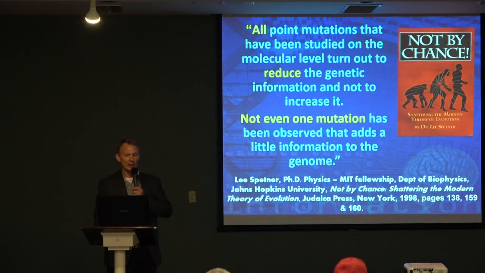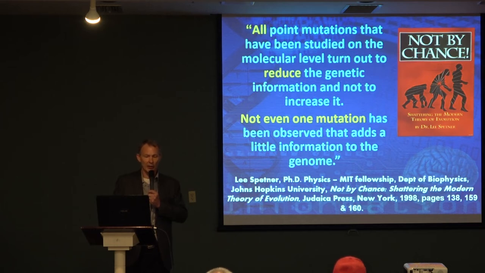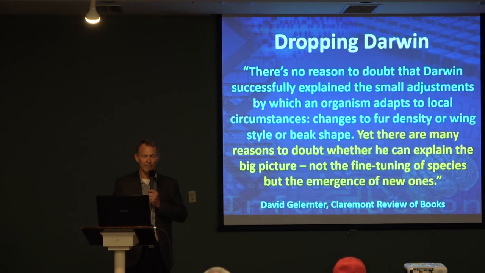Here's a quote from Lee Spetner. He's a PhD in physics at MIT. He wrote a book entitled Not by Chance. And he says, all point mutations that have been studied on the molecular level turn out to reduce the genetic information and not to increase it. Not even one mutation has been observed that adds a little information to the genome. That's a pretty big statement against evolutionary claims.